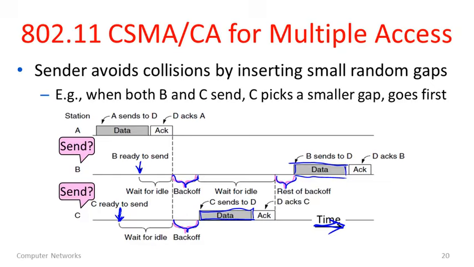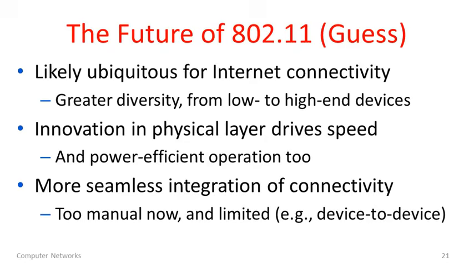These back-offs are sort of wasted time, idle time on the air. And this is the cost of using wireless. But these back-offs are small relative to the data frames in duration. So we do okay in wireless.